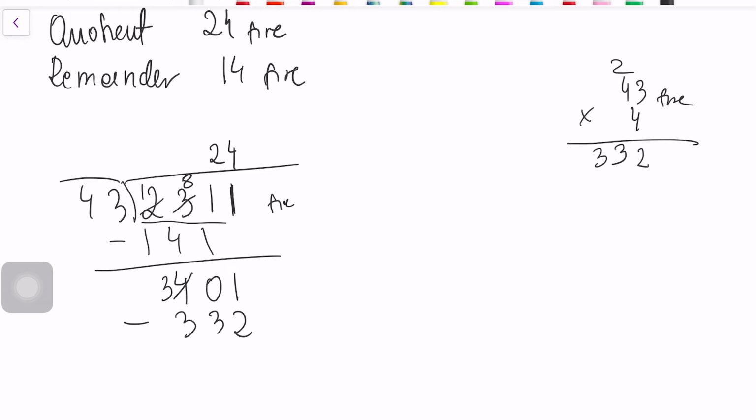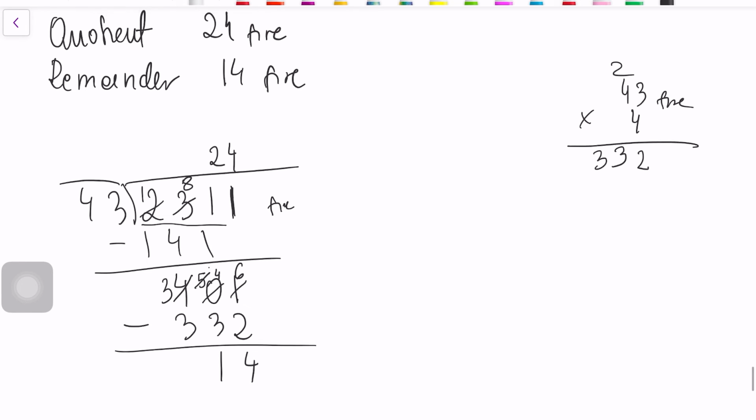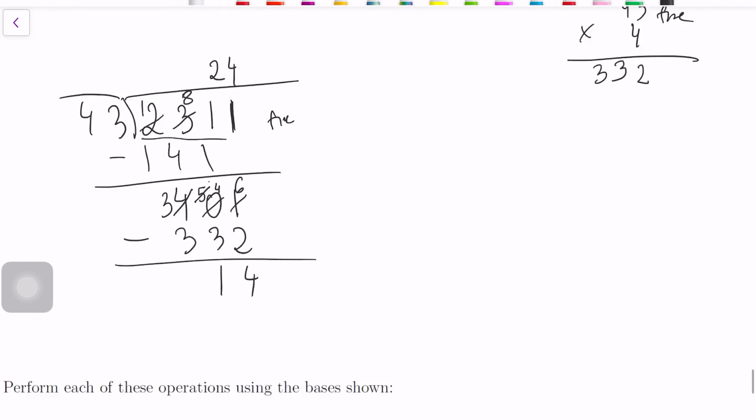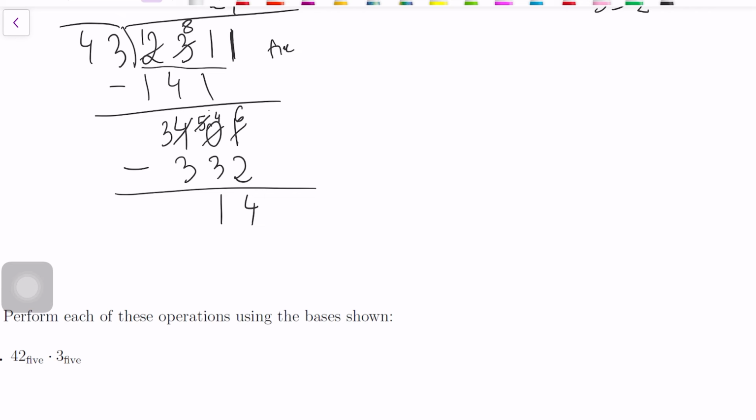So borrow from your flat here, which will create 5 longs, but borrow 1 long because that will create 5 units. So you're going to have a total of 6 units with the 1 unit you already have. So now we can perform this. 6 minus 2 is 4. 4 minus 3 is 1, and 3 minus 3 is 0. And that's going to be your remainder because you cannot fit 43 in that anymore. And notice I didn't have to do it a second time. I just wanted to show you how that would play out if you use the standard algorithm.